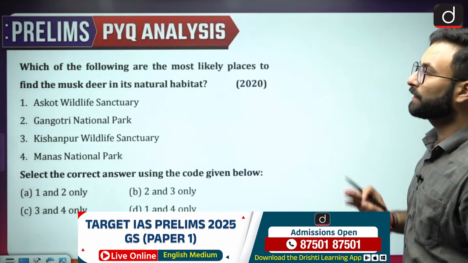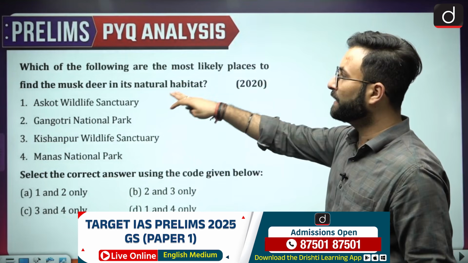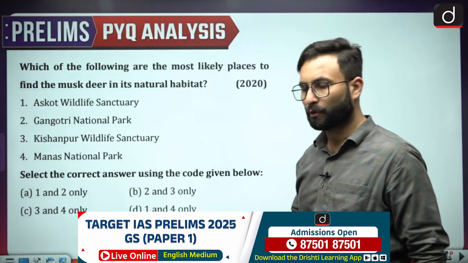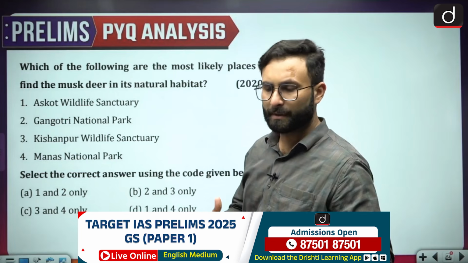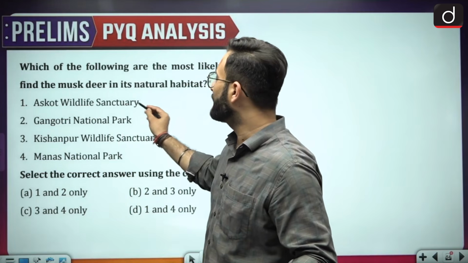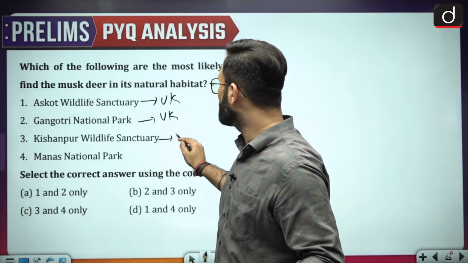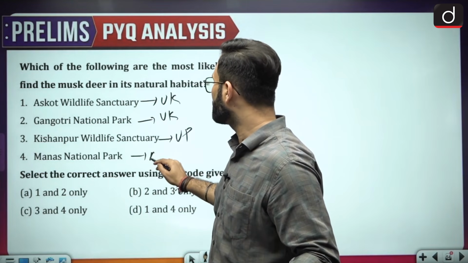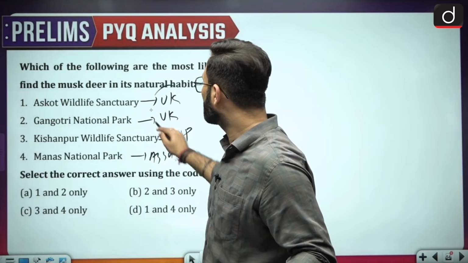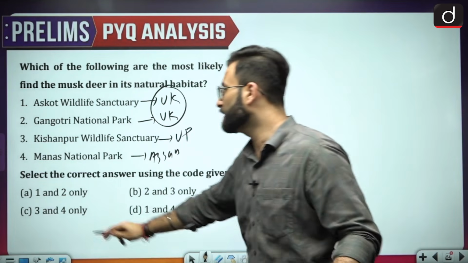Now we'll be coming to the question: which of the following are the most likely places to find the musk deer in the natural habitat? When we talk about the musk deer, you will see that it is generally found in the areas of mountains. HCoT is there in Uttarakhand, Gangotri is there in Uttarakhand, Kishanpur is there in UP, and Manas is there in Assam. So you can see that in Uttarakhand, this area, you will be finding the musk deer. So 1 and 2 is correct. Option A is your right answer.